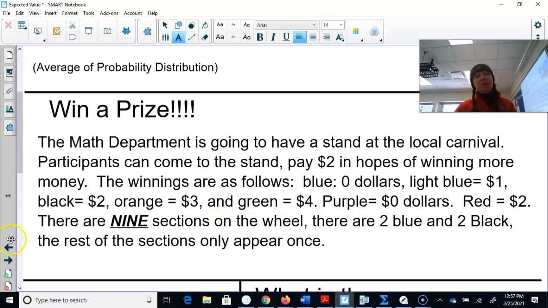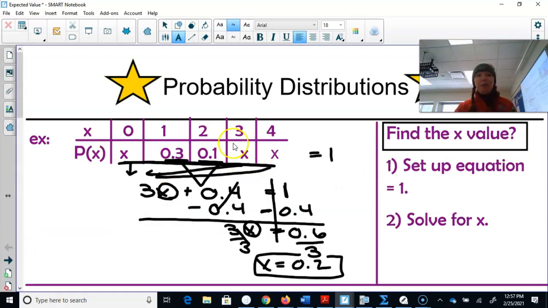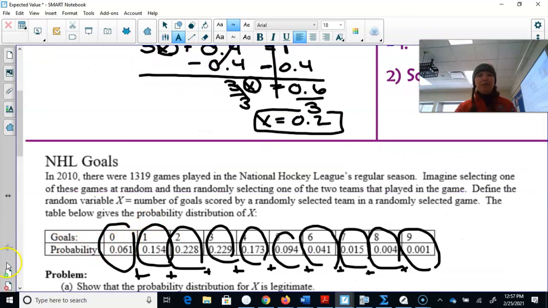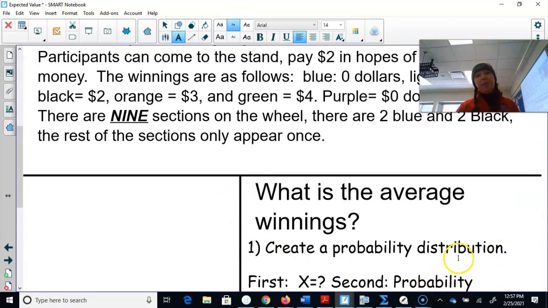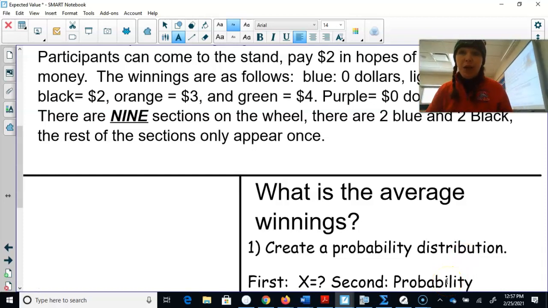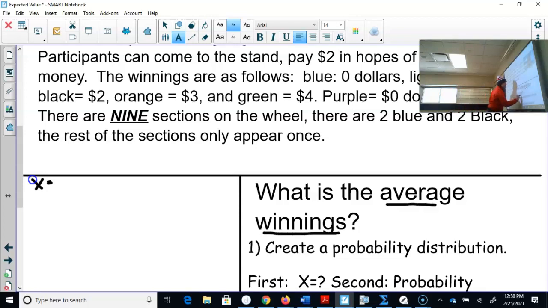Okay, what you should hopefully notice is we don't have a probability distribution like we did for the NHL goals. So what we have to do is create a probability distribution if it's not created for us already. So we're going to go ahead and do that now. First, I'm going to put what X is. X is equal to the question. So what is the question talking about here? The question is talking about our winnings. We want to know our average winnings, so I'm going to put winnings here.